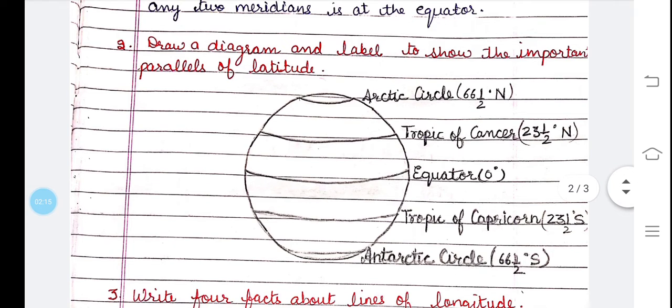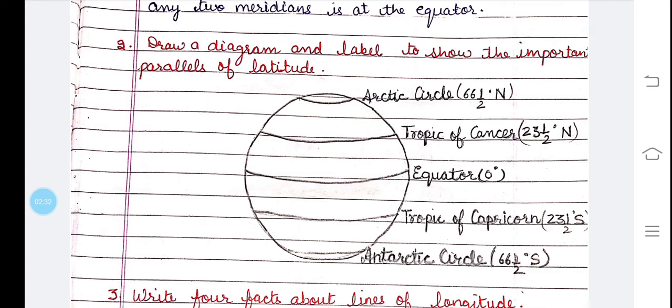Then another question is draw a diagram and label to show the important parallels of latitudes. So this is the diagram. You have to practice it as many times as you are able to draw it on your own, that is without looking at it.